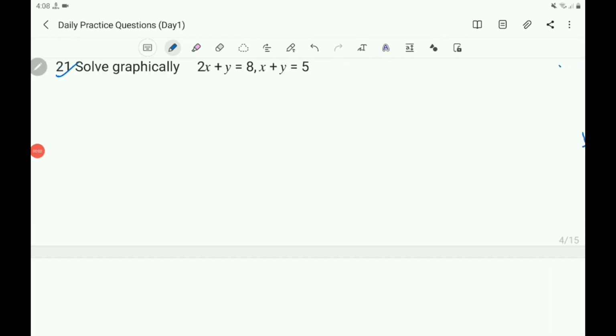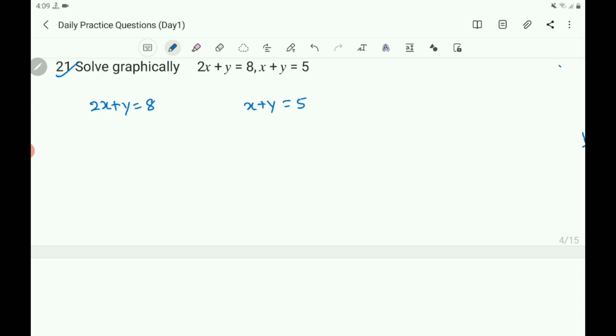Now come to question number 21. Solve graphically. The equations are 2x plus y equals 8, x plus y equals 5. Now let us write the equations. 2x plus y equals 8, x plus y equals 5.